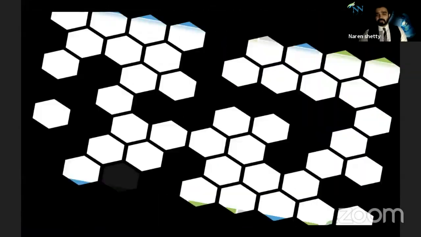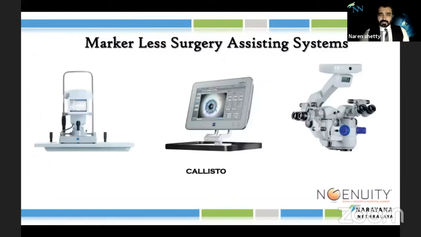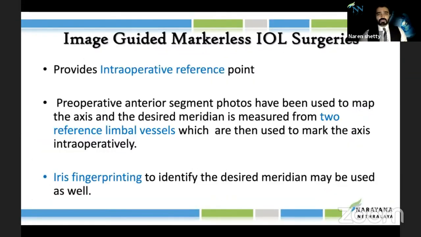This is where the Callisto comes into the picture. Basically, this is a markerless system which gives you an intraoperative reference point, taking data from the limbal vessels, which is acquired during the acquisition on the IOLMaster 700, and this is in fact wirelessly transferred to your OT, directly to your microscope, and you can access it from there.